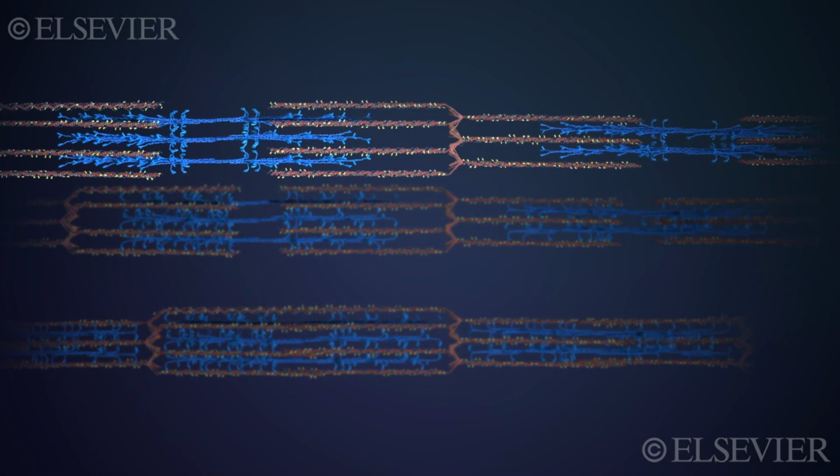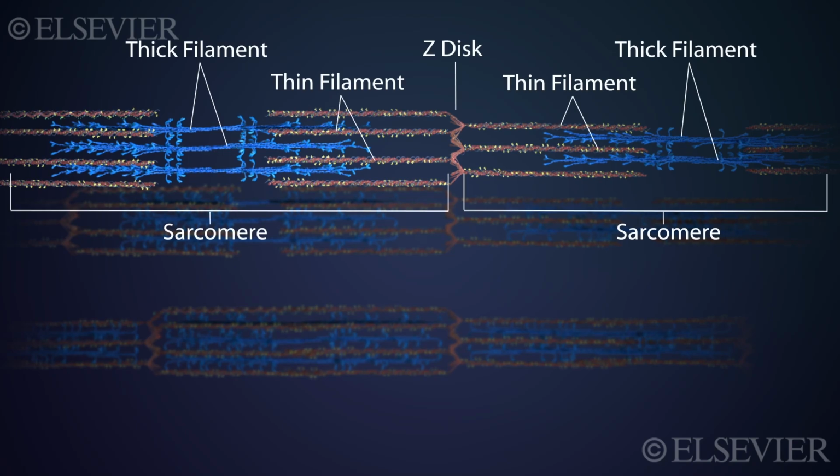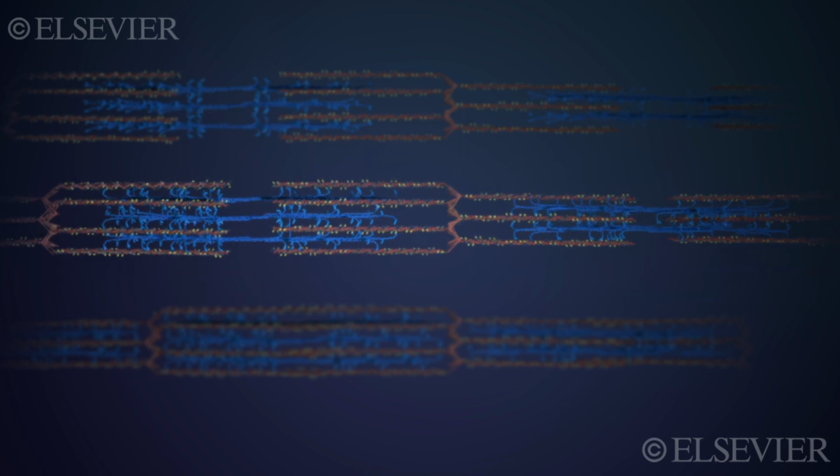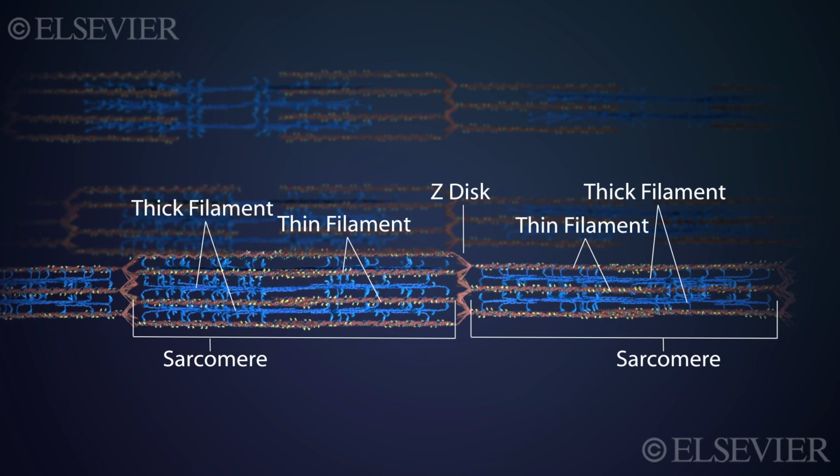This diagram illustrates the sarcomere in a relaxed state, then an intermediate contracting state, then a fully contracted state.